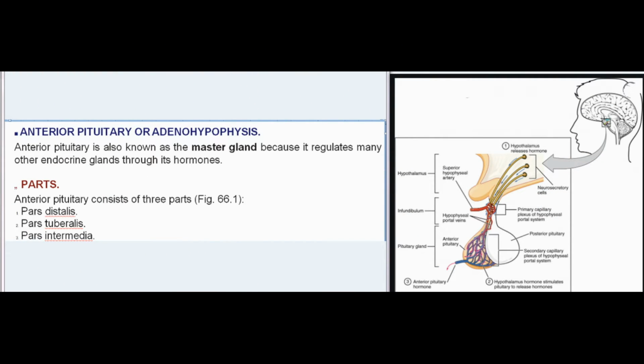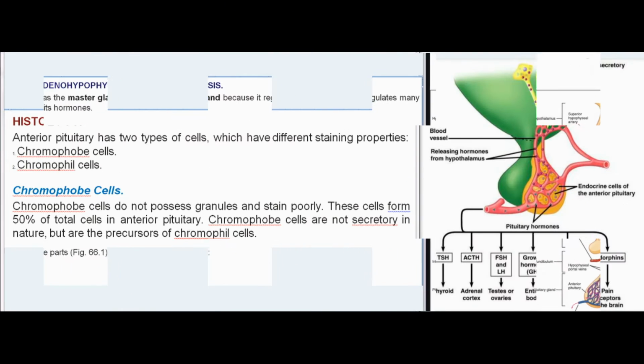Anterior pituitary or adenohypophysis. Anterior pituitary is also known as the master gland because it regulates many other endocrine glands through its hormones. Parts. Anterior pituitary consists of three parts, Fig 66.1: pars distalis, pars tuberalis, pars intermedia.